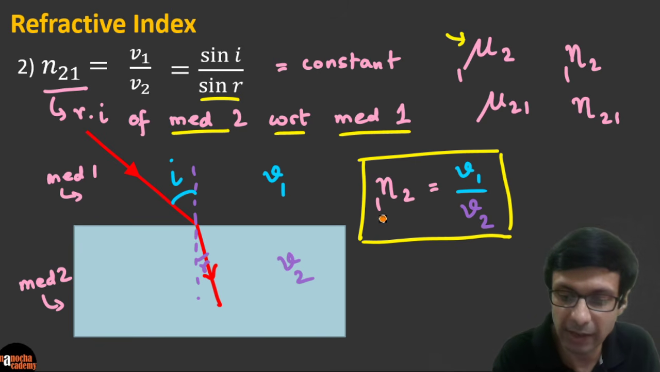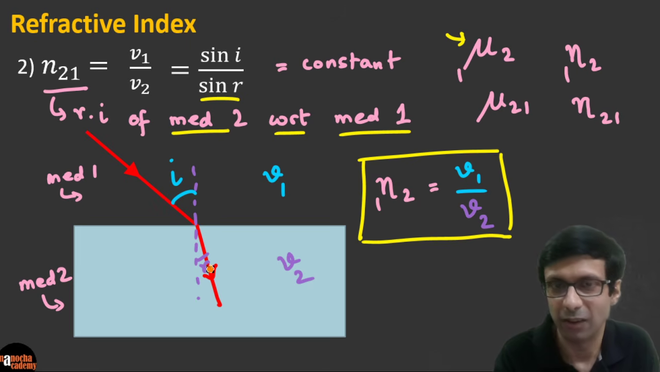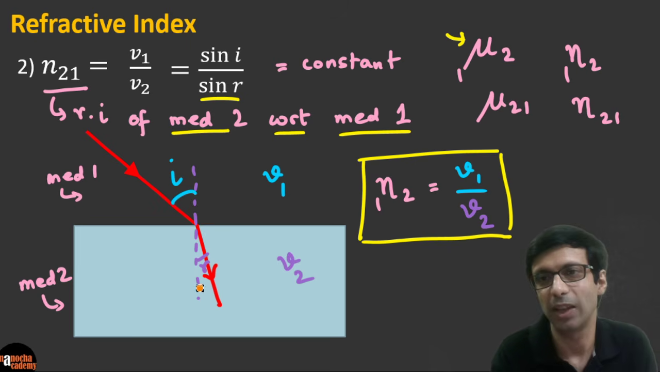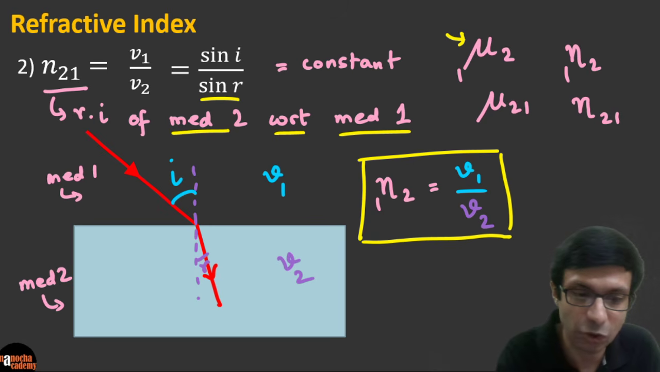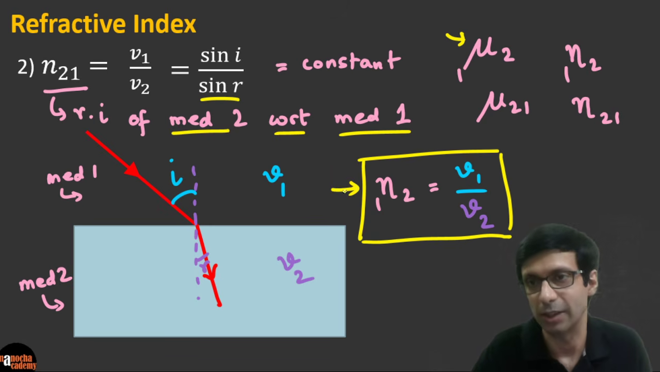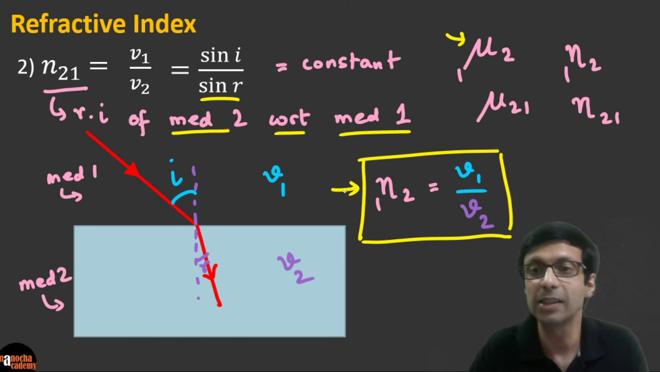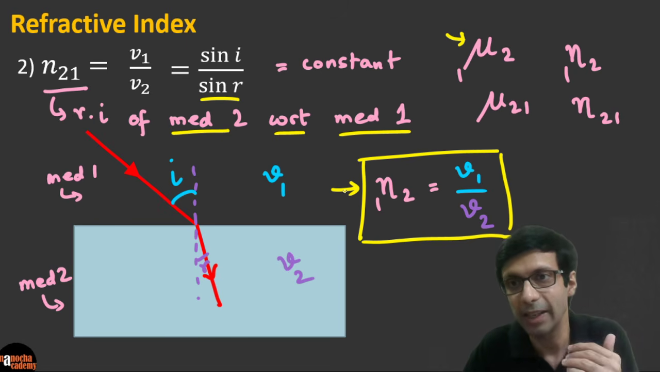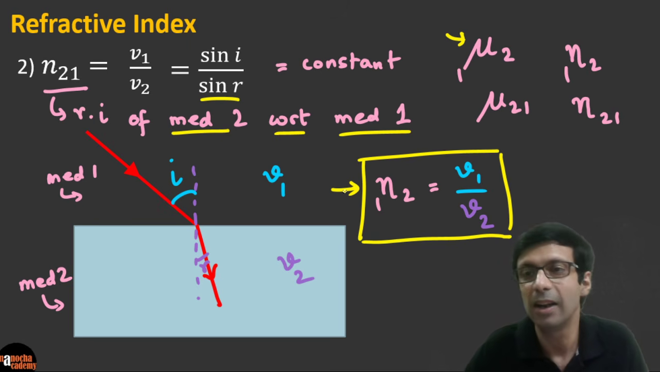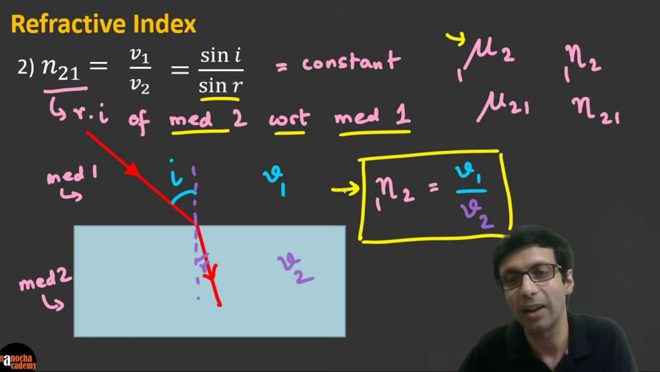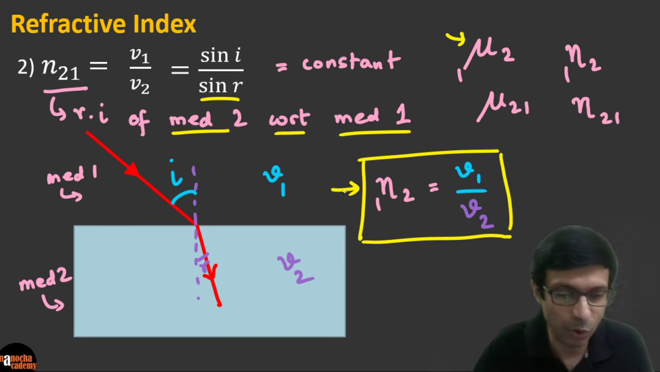And the other way to define it is N21, according to Snell's law, is sin i by sin r. So the sine of the angle in the first medium, the angle of incidence, divided by the sine of the angle of refraction. And usually the definition of refractive index is actually taken in terms of the ratio of velocities, because the more fundamental thing is the ratio of the speed of light in medium 1 by the speed of light in medium 2. That happens to be related, and there's a proof of that, to the sine of the angle in medium 1 by the sine of the angle in medium 2. Okay, clear? So this is how you do this.